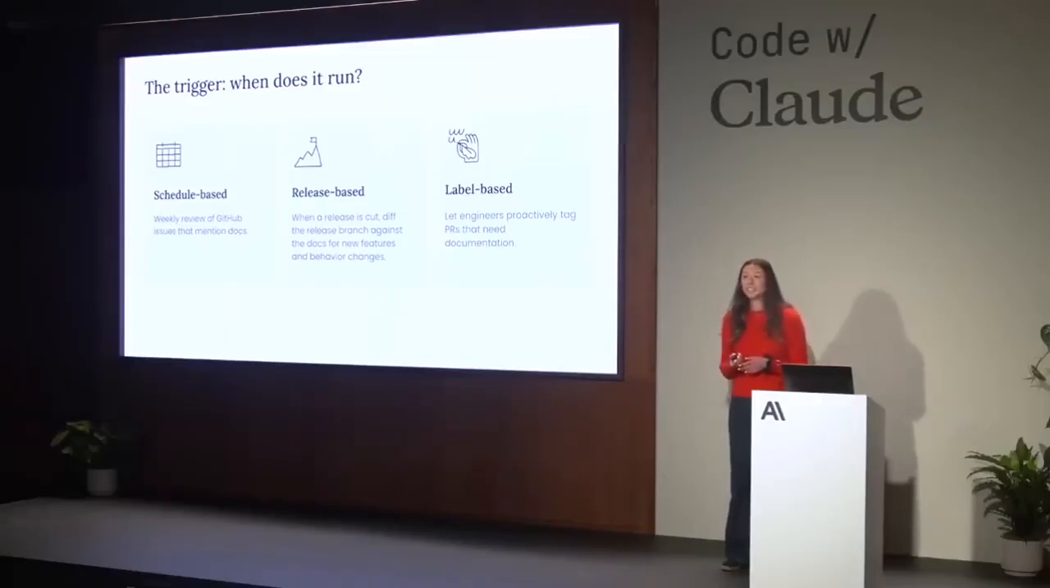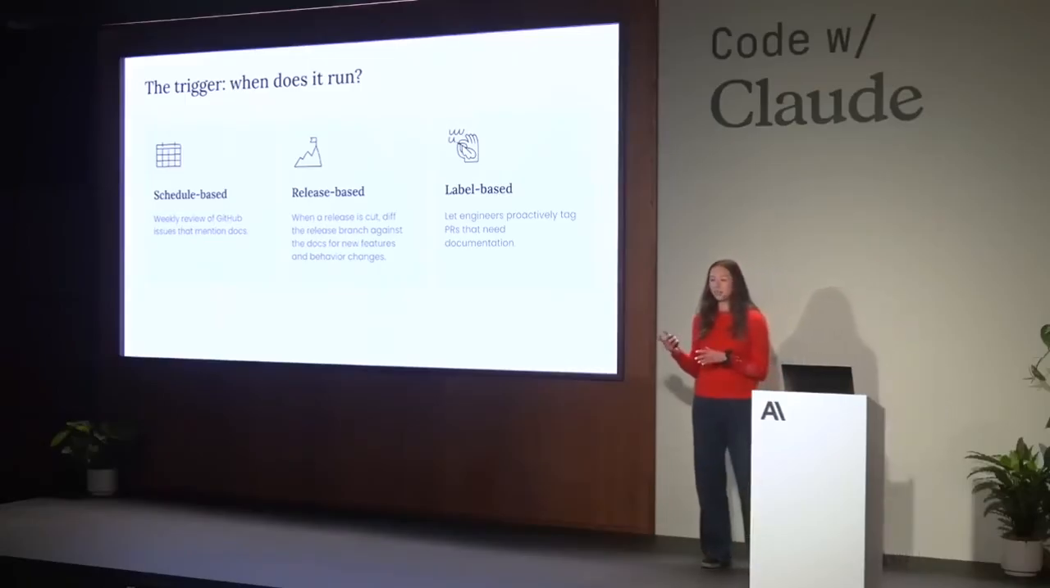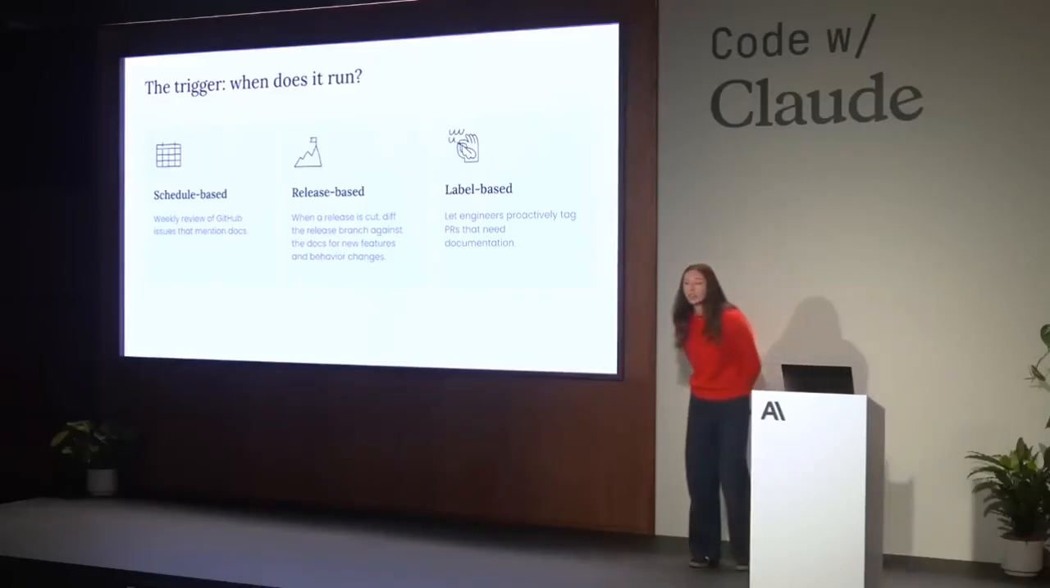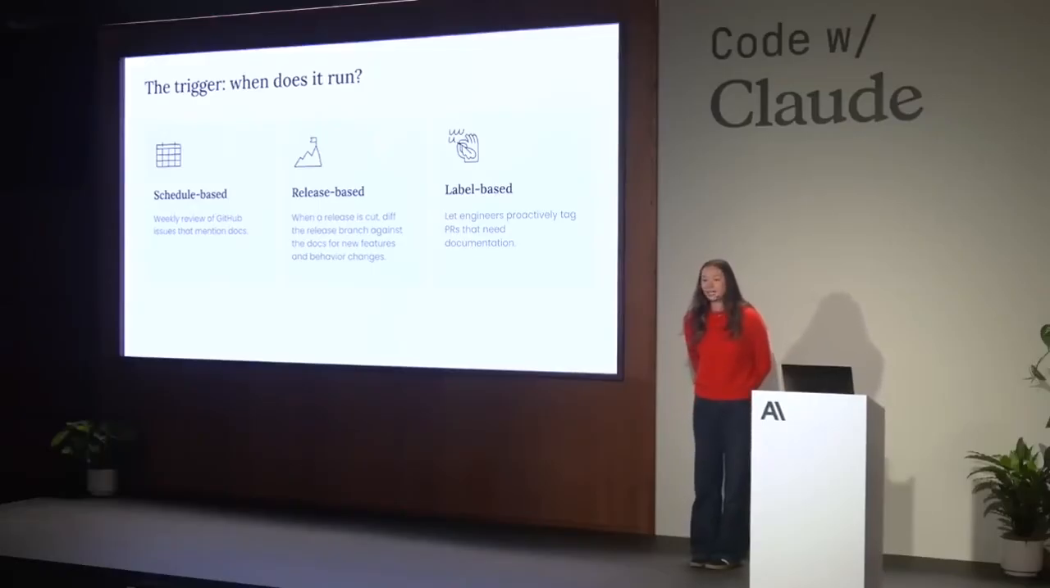You can also have routines kick off on an event-based cadence. So maybe every time a release is cut, you can diff the release branch against the docs and see if there's any new features that you'll need to spin up PRs for in our documentation repo. Or maybe your engineers deploying changes and creating PRs might tag their changes. Maybe this is a new feature. They could tag it with a label that says need docs. And you could kick off Claude Code sessions anytime one of these labeled PRs gets merged.